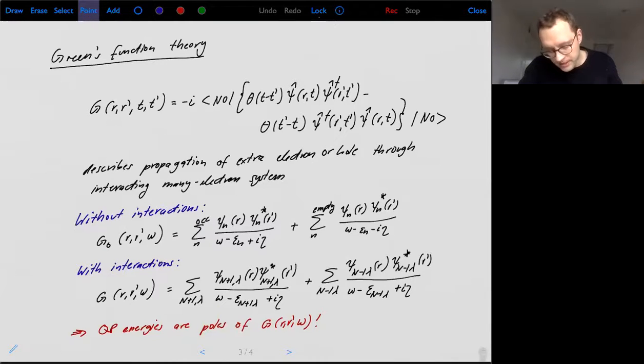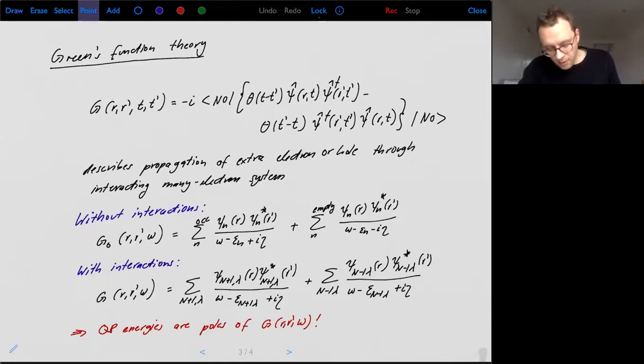So basically what this expression says is you either insert a hole at a particular space-time point, and then you remove it at some point later, or you add an electron at a given space-time point and you remove it a little while later. And so this is the object, the Green's function, that I propose to study.